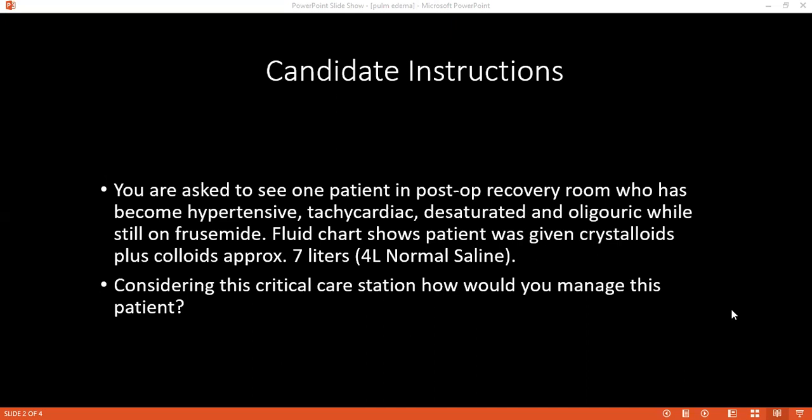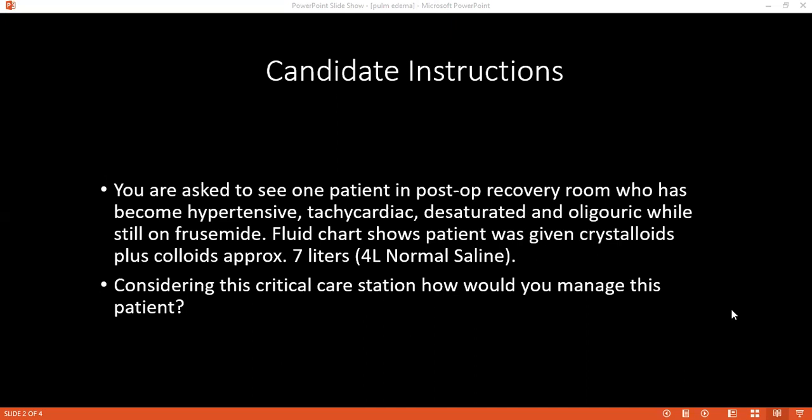You'll also insert a central line, CV line, and you'll attach the patient to the monitor. You'll follow and monitor all those things, and then you'll do the report as well.